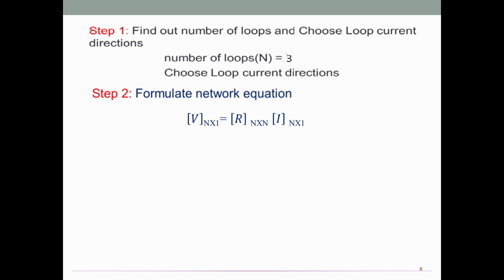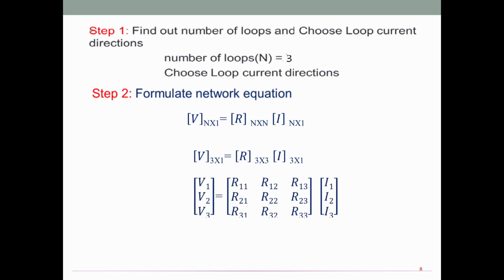V is equal to Ri, where V represents voltage vector, R resistance matrix, I represents current vector. Voltage vector dimension is n cross 1, resistance matrix dimension is n cross n, current vector dimension is n cross 1. What about the value of n? N is equal to 3. That means voltage vector is 3 cross 1, resistance matrix 3 cross 3 and current vector 3 cross 1.